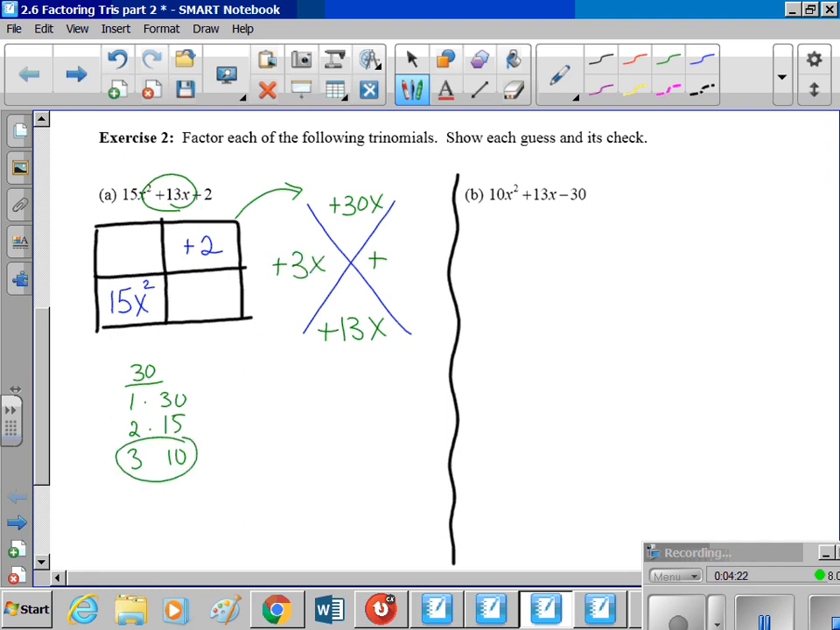So 3x and 10x. So that means we're going to put the 3x here. It doesn't matter where you put it. Positive 10x up here. Look for the GCFs. So going up, it's 5x because 15 and 10 is going to be 5x. 15 and 3 is going to be 3x. And you better make sure when you're done that 3x times 5x does give you that 15x squared. So now here, I know this is going to be positive. So 3 times 1 is going to give me 3x. And 5x times 2 is going to give me positive 10x. So my answer is 3x plus 2 and 5x plus 1.